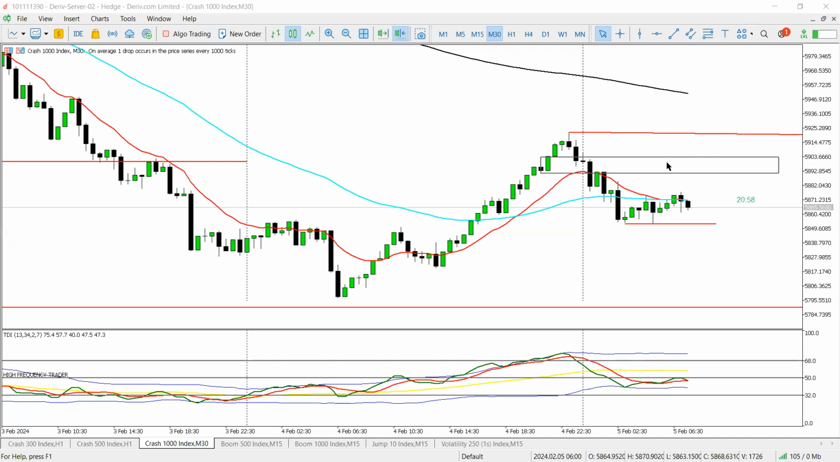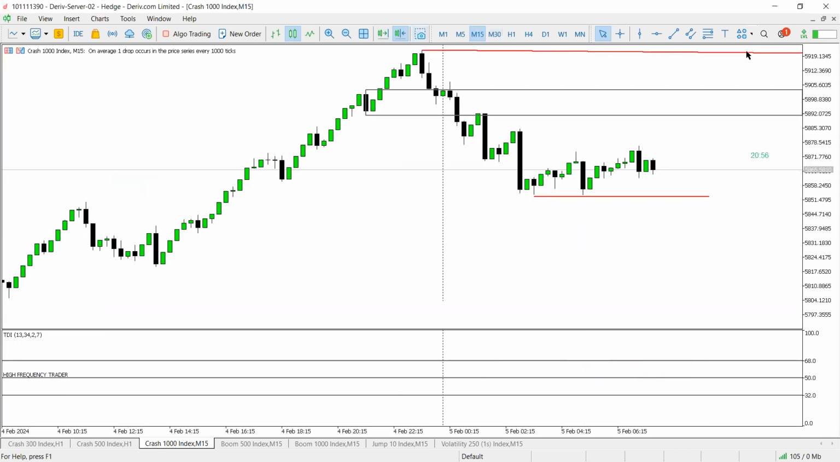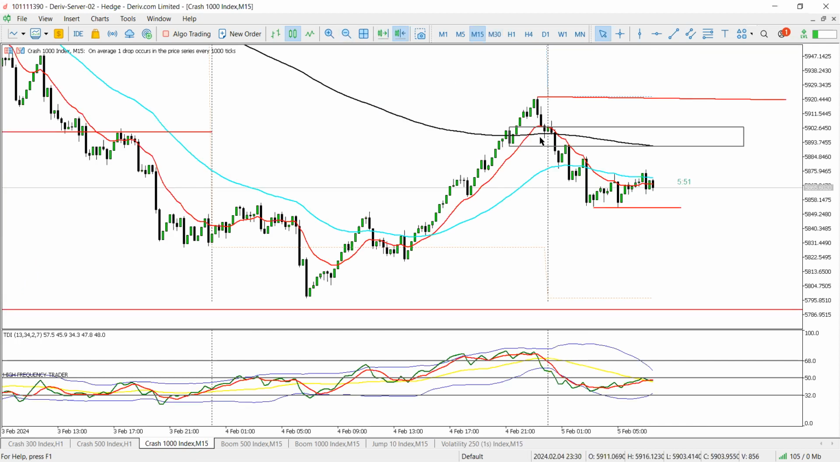That's my current view for now on C1000. M15 is more or less the same as M30. We have the peak, the broken order block retested once. And on M15 now, the breaker block retest will be in line with the 200 EMA. So if price can come here, I think this could be a high probability setup from here.